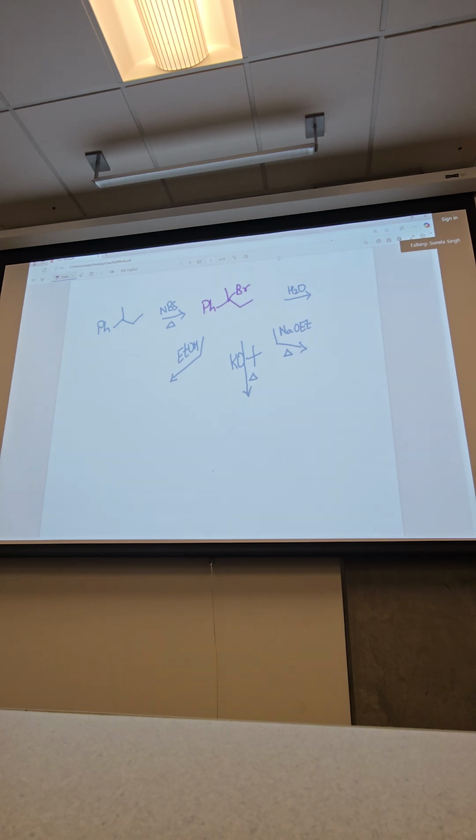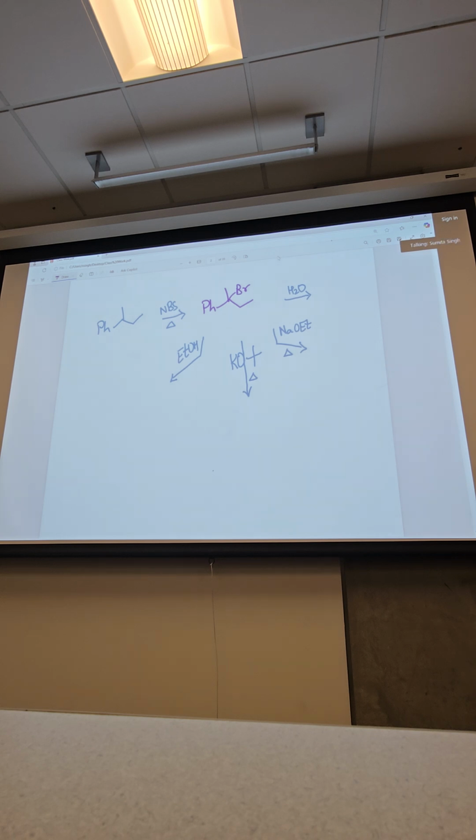So now what kind of an alkyl halide is that? Primary, secondary, tertiary? Tertiary. So benzylic, now we have a leaving group, isn't that right? Okay, so what would be the outcome when this product reacts with water?